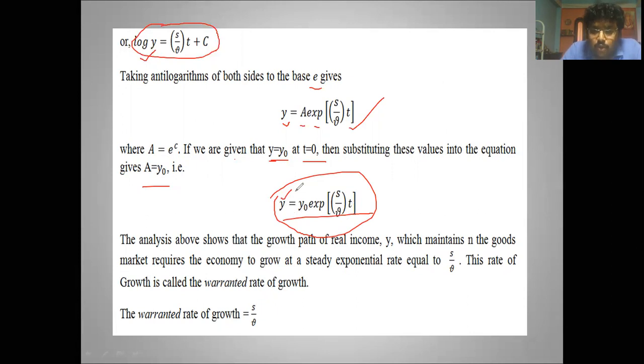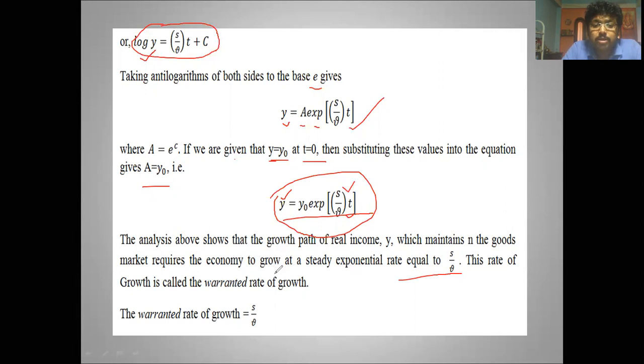And to maintain the equilibrium in the goods market, the economy should grow at an exponential rate that should be equal to s by nu. That is what I have mentioned, that the economy should grow at a steady exponential rate s by nu. Here s is the marginal propensity to save, and nu is the capital output ratio. Now this rate is called the warranted rate of growth.